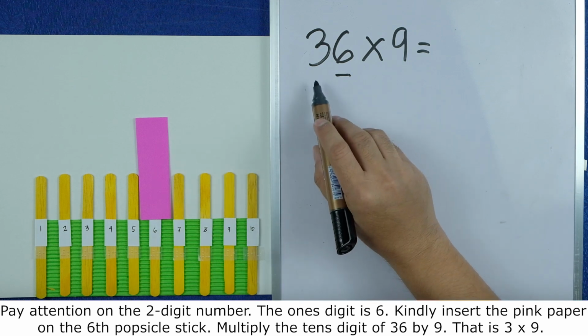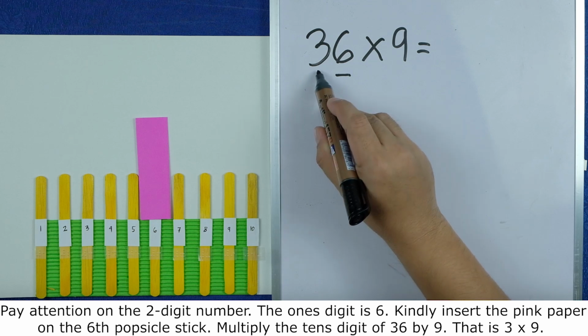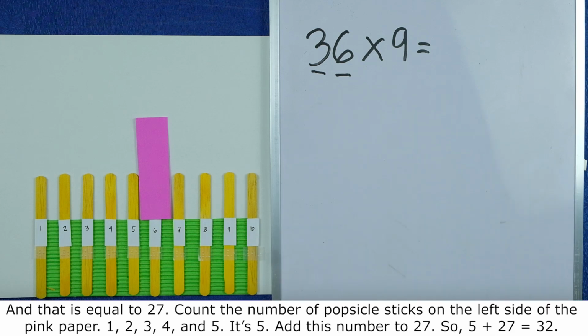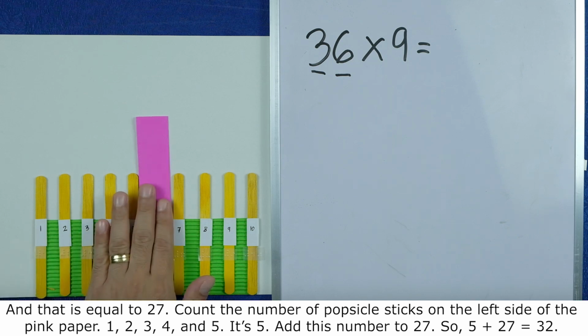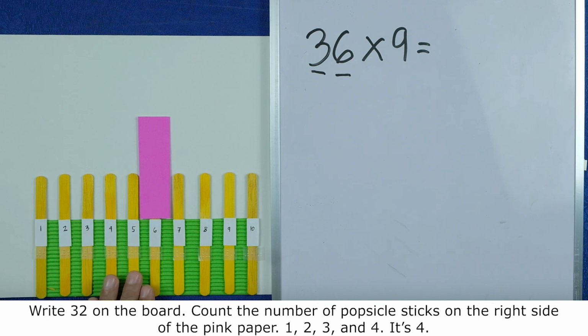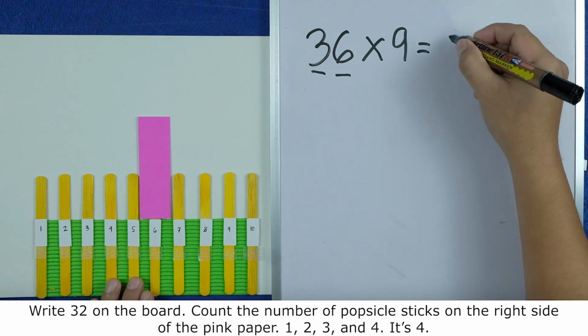Multiply the tens digit of the two-digit number. In this case, it's 3. So 3 times 9 is 27. Count the number of popsicle sticks on the left side of the pink paper. 1, 2, 3, 4, and 5. It's 5. And add 5 to 27. So 5 plus 27 is 32. Write 32 on the board.